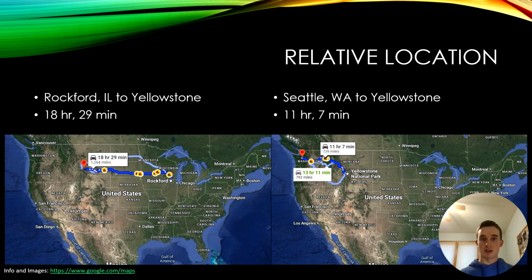The relative location of Yellowstone is shown in these two maps. From Rockford, Illinois to Yellowstone, it's an 18-hour and 29-minute drive time, but from Seattle to Yellowstone, it's only an 11-hour and 7-minute drive time. So it's a little bit closer to the West Coast than it is to Rockford.